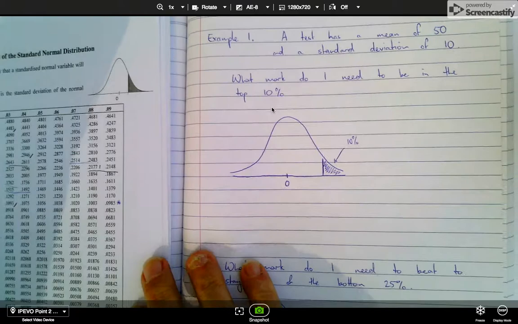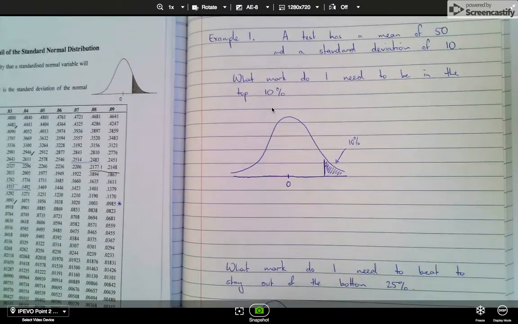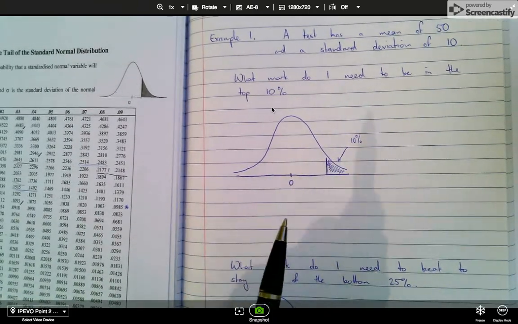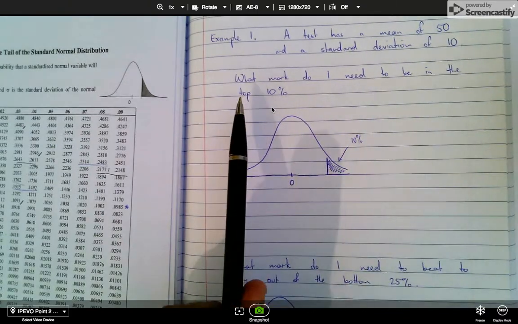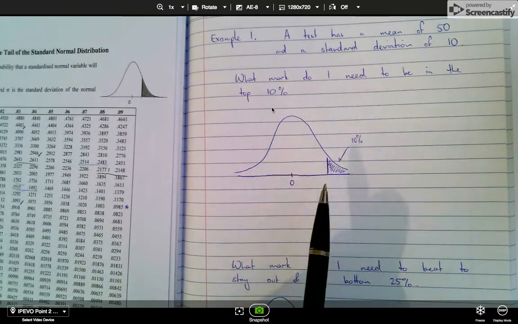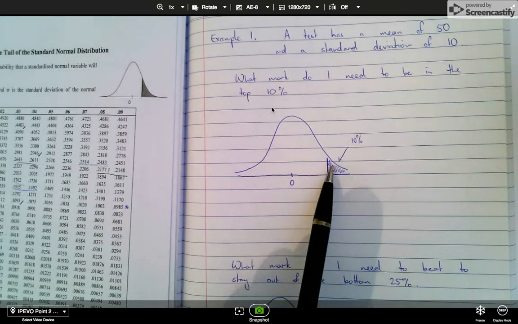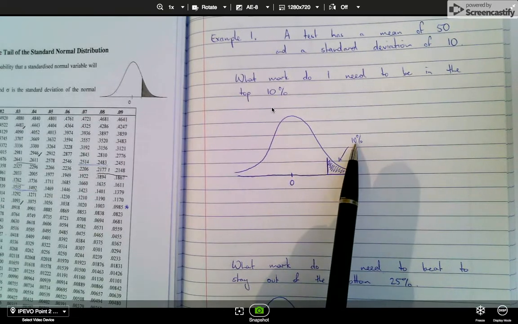Hi, what we're going to look at now is reading the Z tables in that backward method that Alan was looking at. So let's look at an example. A test has a mean of 50 and a standard deviation of 10. Now, what mark do I need to be in the top 10%? So on our little graph, here's the top 10%. So what we're looking for is a Z score that will give us 10%.